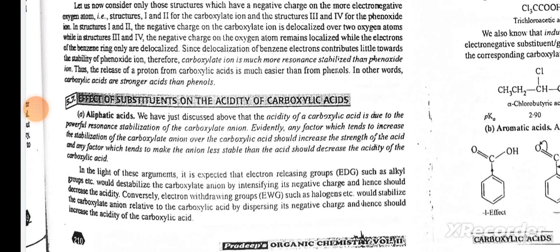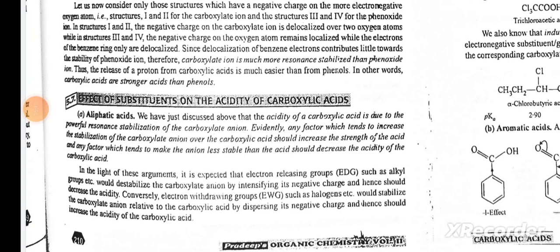Effects of substituents on the acidity of carboxylic acid. Aliphatic acids. We have just discussed above that the acidity of a carboxylic acid is due to the powerful resonance stabilization of the carboxylate anion. Evidently, any factor which tends to increase the stabilization of the carboxylate anion over the carboxylic acid should increase the strength of the acid, and any factor which tends to make the anion less stable than the acid should decrease the acidity of the carboxylic acid.